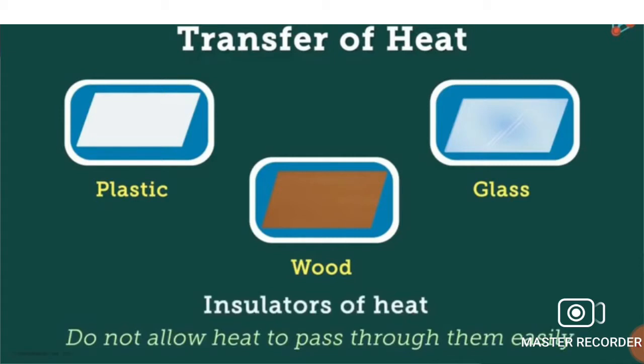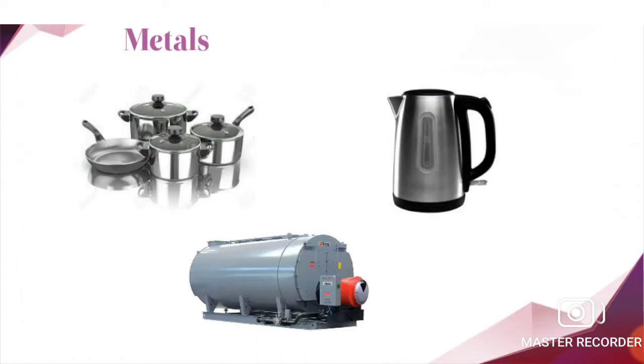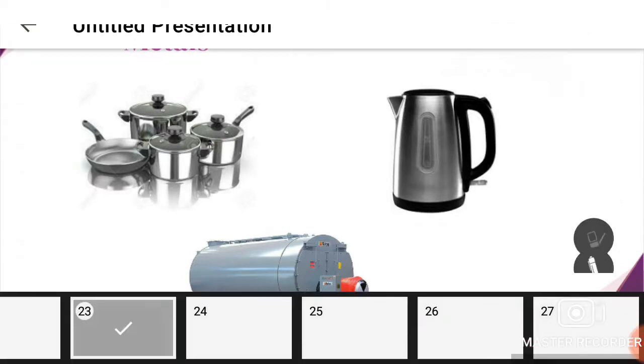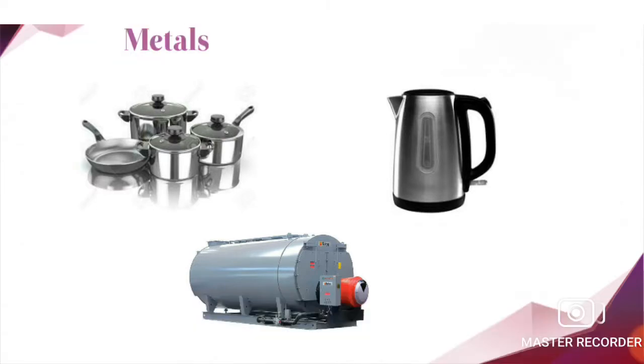First, we use metals to make cooking utensils because metals are good conductors of heat and they quickly transfer the heat of the flame to the food kept inside the utensil. Metals are also used for kettles, boilers, etc. Due to this, they are good conductors of heat. Understood? They are called what? Good conductors of heat. Understood?